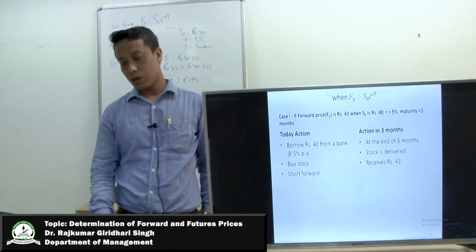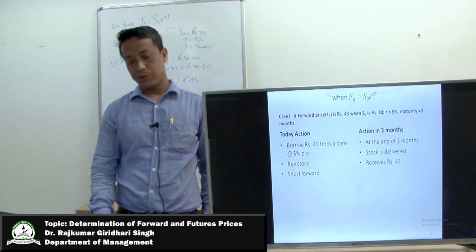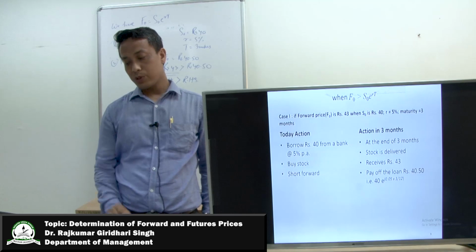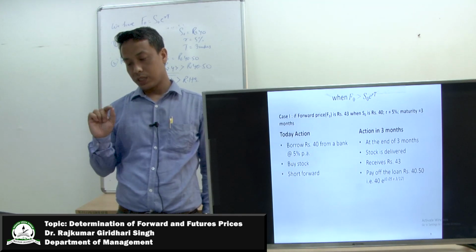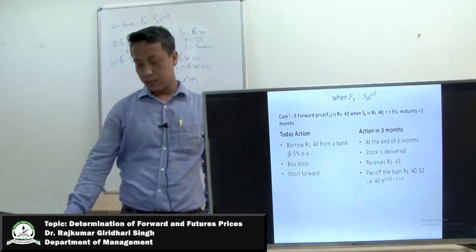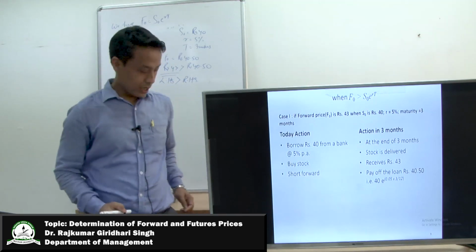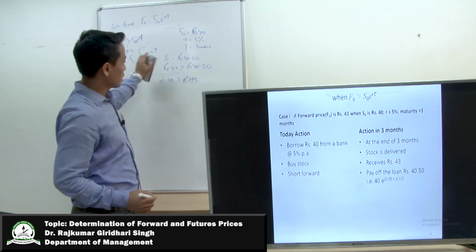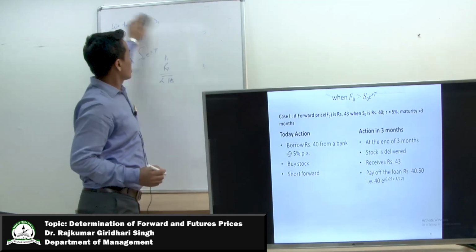By selling the stock, we receive rupees 43. Then the loan which we borrowed was rupees 40, but on this we have to pay a certain rate of interest, 5% rate of interest, continuously compounded.